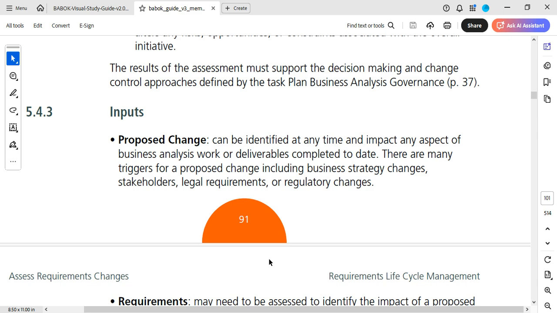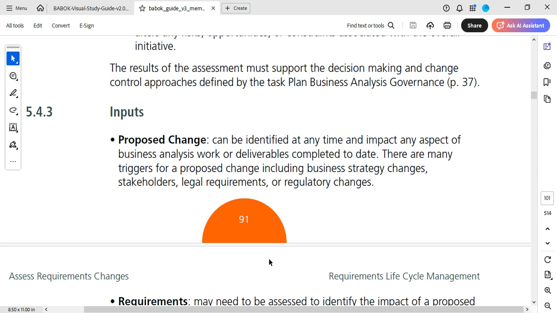Now, input, proposed change. What you need here is the proposed change brought forward by your stakeholders. Proposed change can be identified at any time and impact any aspect of business analysis work or deliverables completed to date. Remember, we're not saying that anything that has to do with change, you should throw out. No, you have to analyze it. You have to put it through the process. Then you come back to your stakeholders with a firm recommendation.